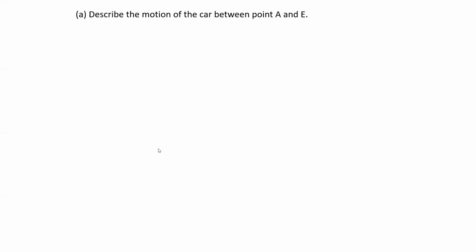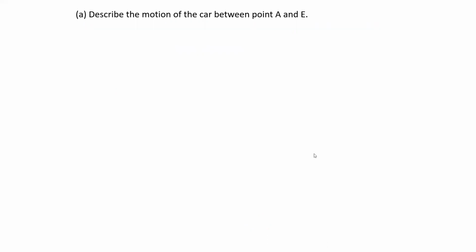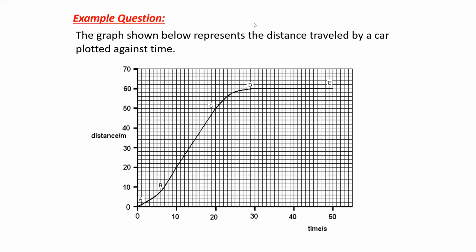The next part: calculate the speed of the car between B and C. So we need a speed from B to C. How can we work out the speed from position B to position C? This one is point B and this is point C.